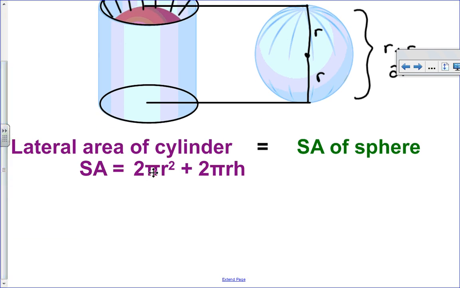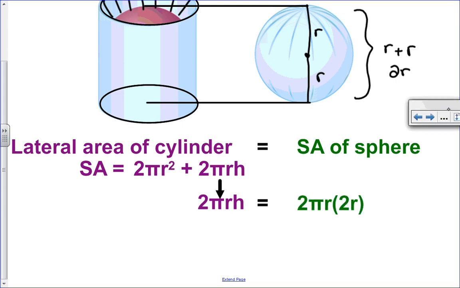So as we saw, the lateral area of the cylinder was equal to the surface area of a sphere. So there's the lateral area of a cylinder, and that's the same as a sphere, except a sphere doesn't have height h. We see a sphere has a height of 2 radii. So to simplify this, I'm just going to multiply my 2's together and my r's together to get that the surface area is 4 pi r squared.